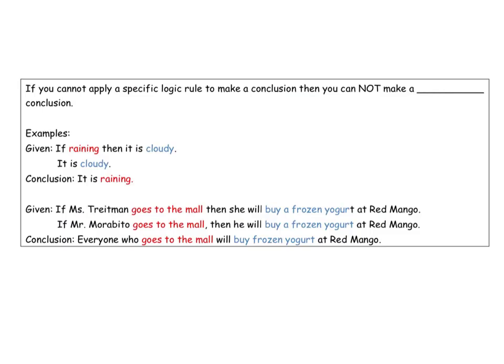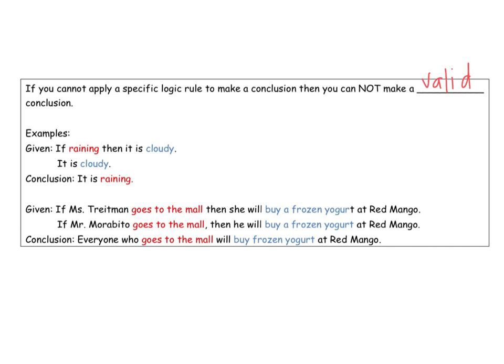Some common forms of invalid reasoning that people like to use, that we absolutely cannot use in a logical argument, are when people sometimes mix up the letters. If you cannot apply a specific logical rule, one of the three that we just talked about, then you cannot make a valid or legitimate conclusion. So if one of those three reasons, direct, indirect, or chain reasoning, doesn't validate your argument, then you cannot make a valid argument. Some common things people try to conclude are things like, if it is raining, then it is cloudy, therefore it is raining.